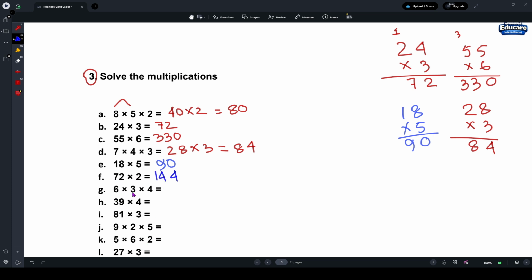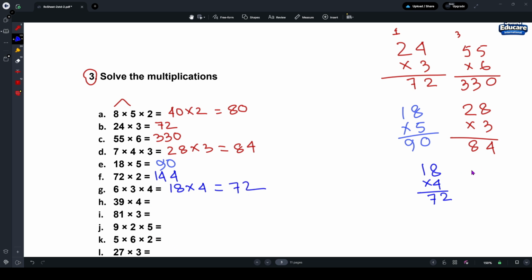Number G, 6 times 3 times 4. So 6 times 3 is 18 times 4. So 18 times 4, we can write 8 times 4 is 32. 2, carry 3. 4 times 1, 4 and 3, it's 7. It means 72.